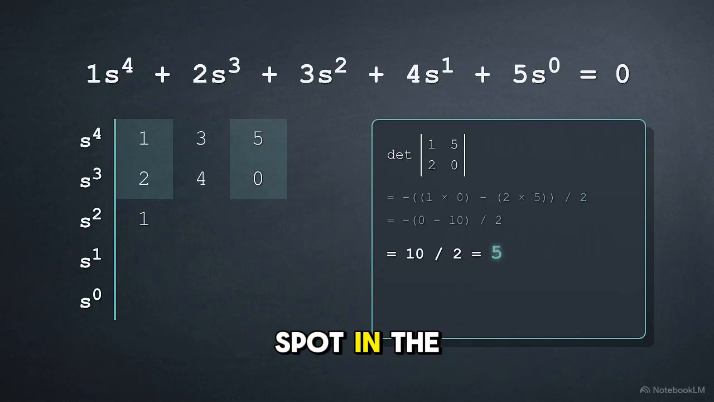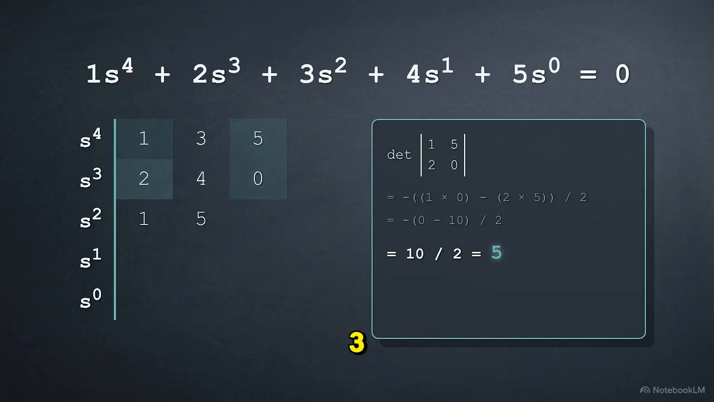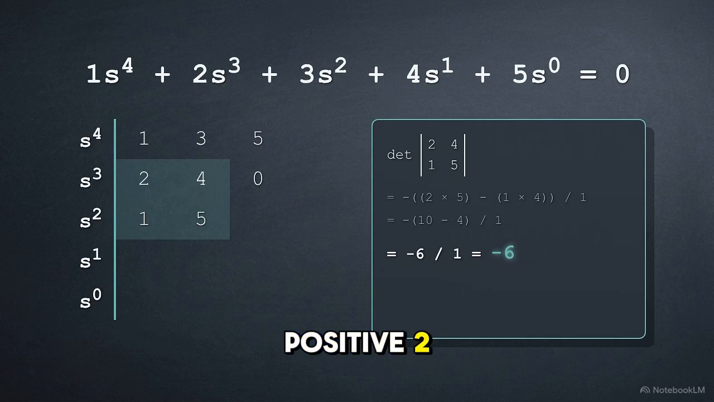For the first spot in the s-squared row, we cross-multiply 1 times 4 minus 2 times 3, which gives us -2. The negative determinant makes that a +2. Divide that by our pivot element, 2, and we get 1.